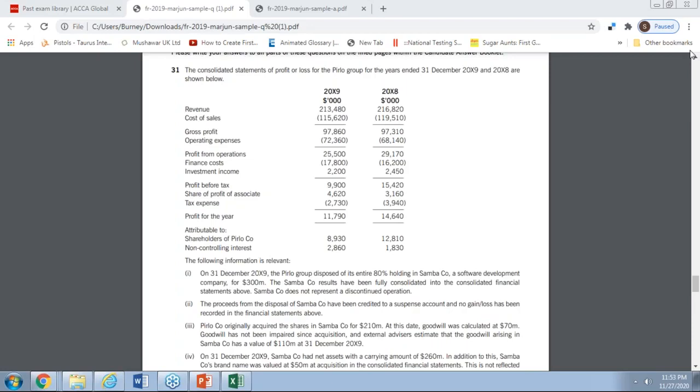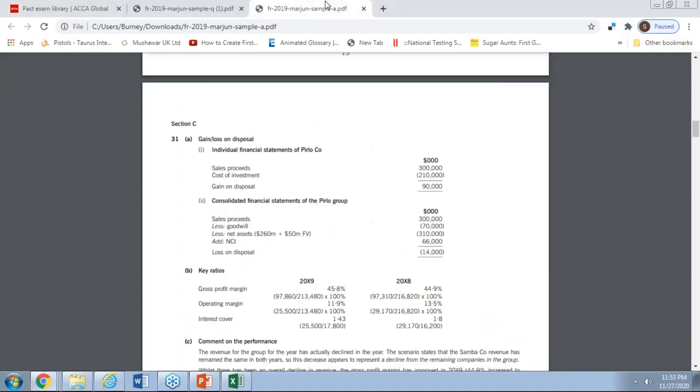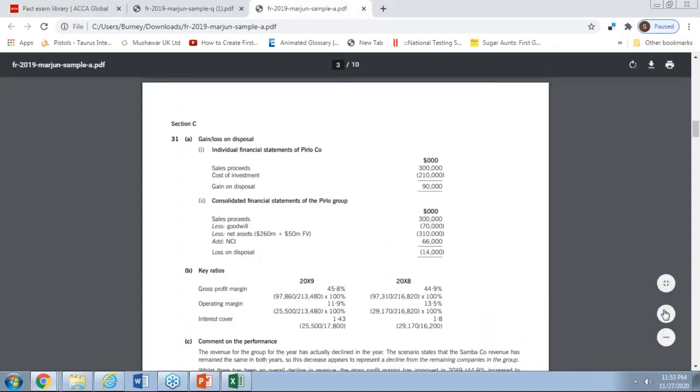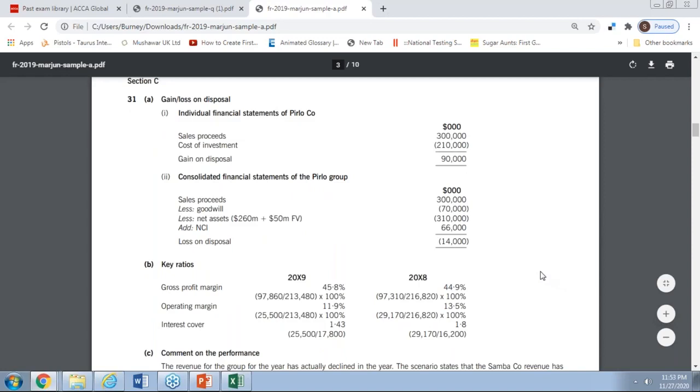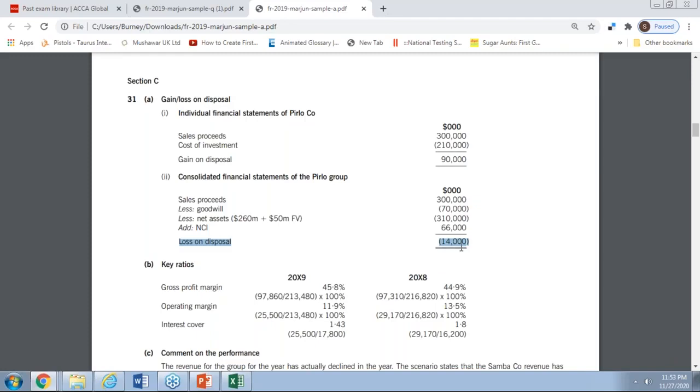Now, have you done this gross profit, net operating profit, and interest cover? Because of the time limitation, I'm showing the answer here as well. The answer for the first part will be 90,000. The answer for the second part will be 14,000. So here you have to see that the Samba company was sold by the group at a loss of 14,000.